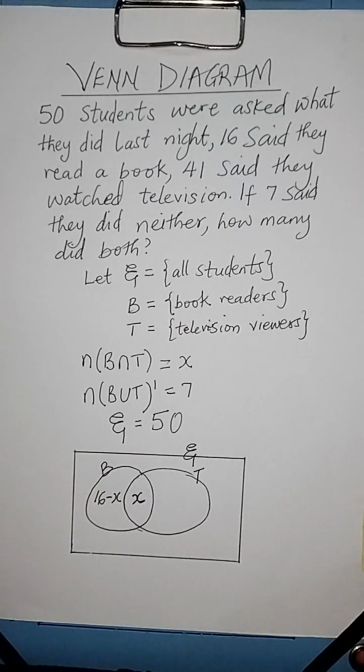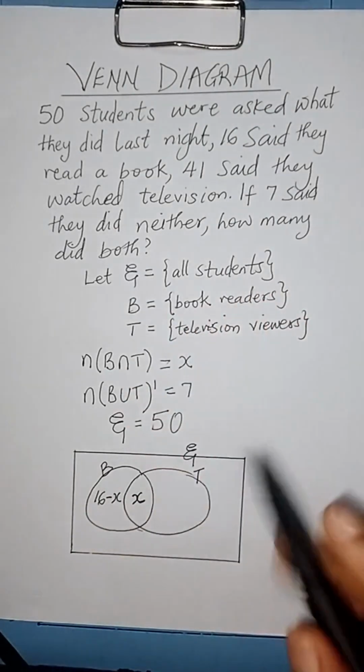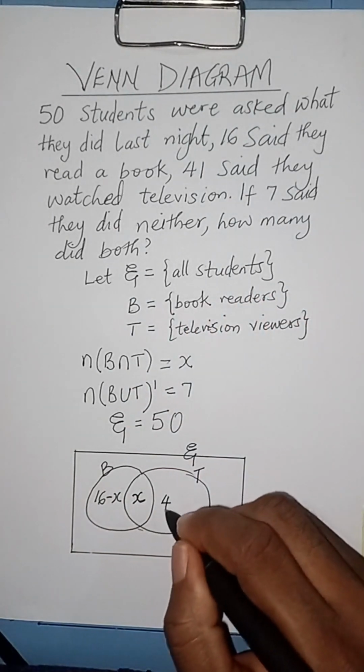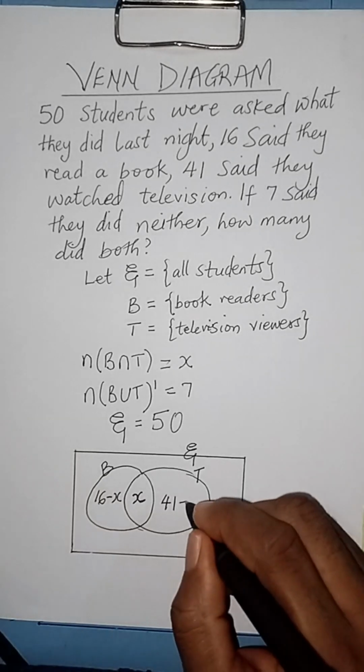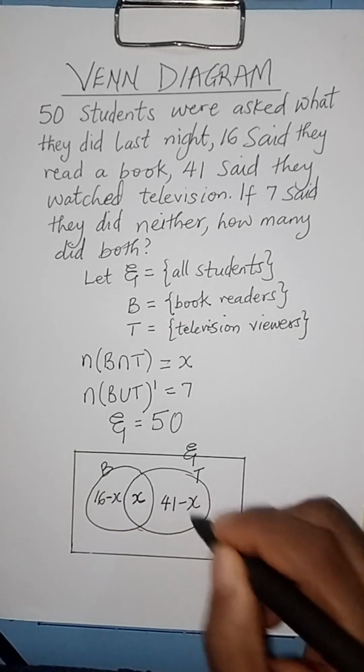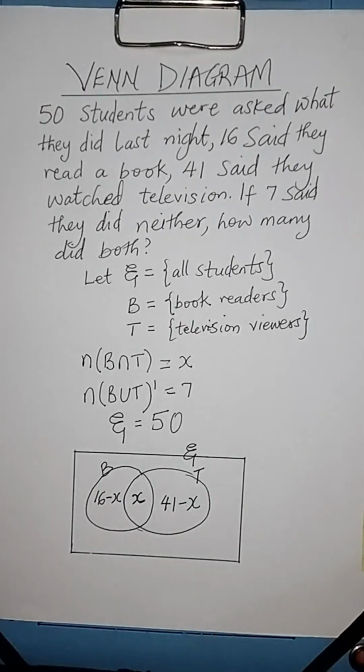And the same thing you do to those that watch television. 41 said they watch television. But this 41, not all of them watched television alone. You also have those who read a book among them who at the same time watch television. But we want those who watch television alone. We'll subtract X from it, just as we did to set B. Once you've done this, you are a step closer to finding the solution to the question.